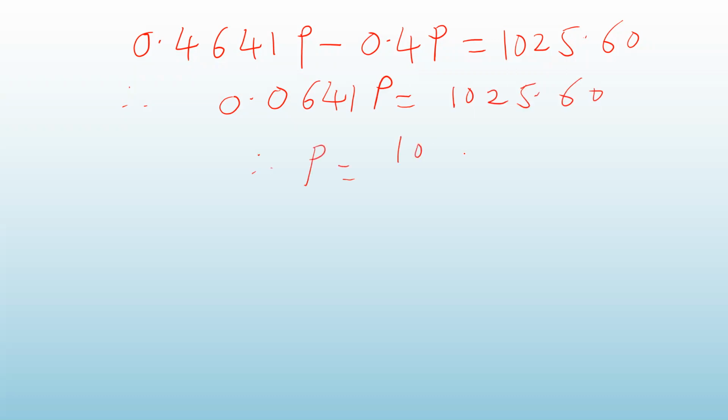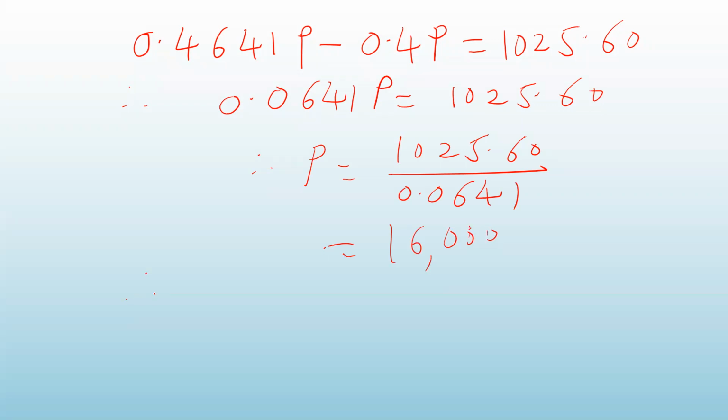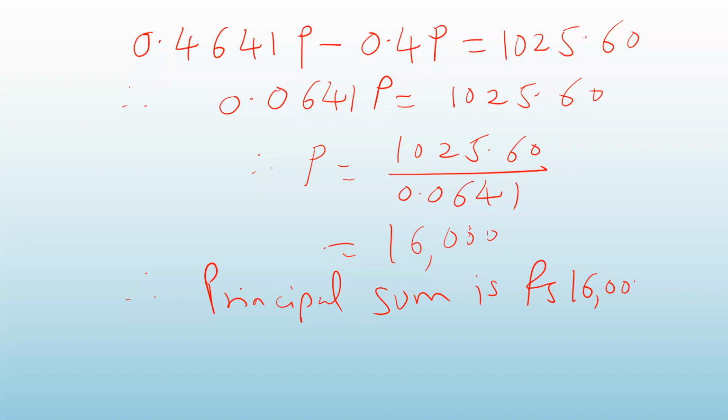So how will you find the value of P? You will divide the right hand side, that is 1025.60, by 0.0641. See how much you are getting. So 1025.60 divided by 0.0641 will give you 16,000. Therefore, what is the principal amount? Therefore, the principal sum is rupees 16,000. This is the answer. Okay.